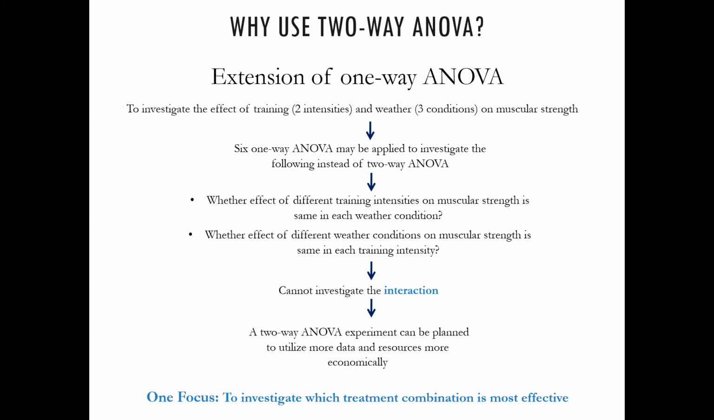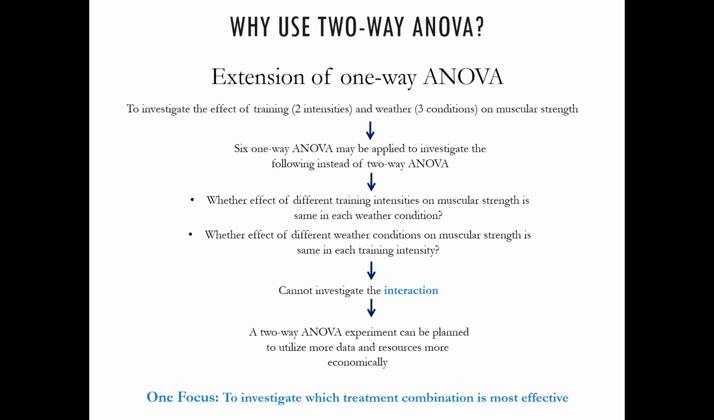So why use a two-way ANOVA? It is just an extension of a one-way ANOVA. Let's say for this example of looking at strength, we're interested in investigating the effect of training. In this case, we have 2 levels, so 2 different intensities, and weather. In this case, we have 3 levels, so 3 different weather conditions. And we're looking at those effects on muscular strength. If we were to conduct one-way ANOVAs, it would require us to look at 6 different one-way ANOVAs to investigate this, instead of just using one two-way ANOVA.